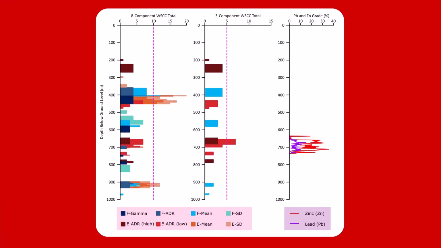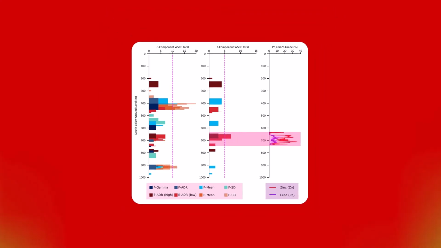As we move up into the northern hemisphere, we can see a case study in Alaska, where the client provided us with drilling results for lead and zinc grades. Here we can see that this correlates perfectly with a WSCC target in the 3-component chart between 630 to 740 meters depth, but not in the 8-component, which is why we look at both outputs, as the 3 components have proven to give more accuracy on some occasions.